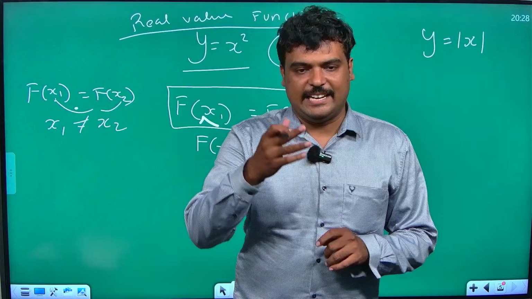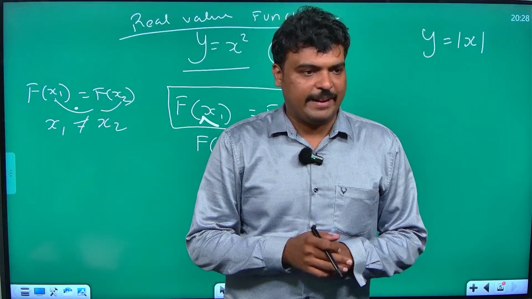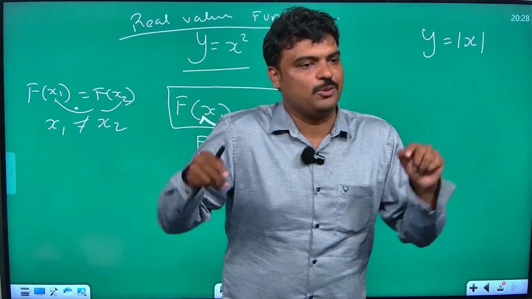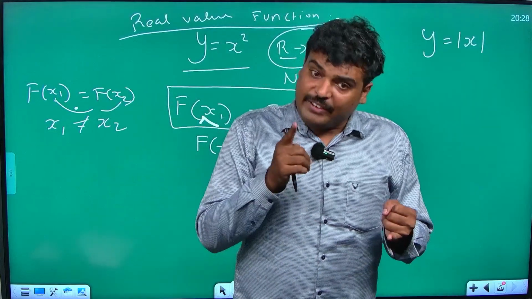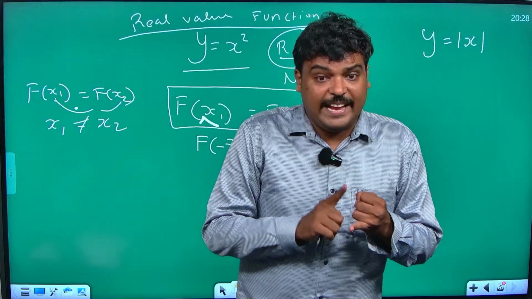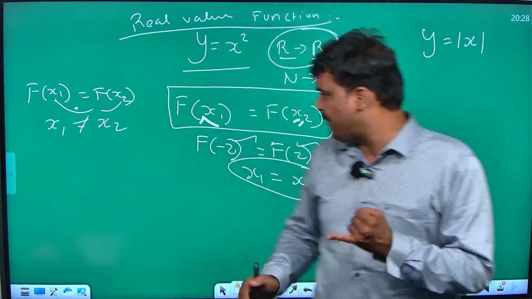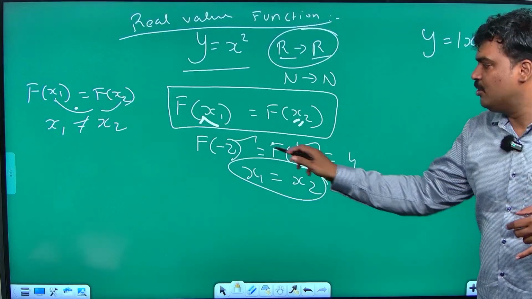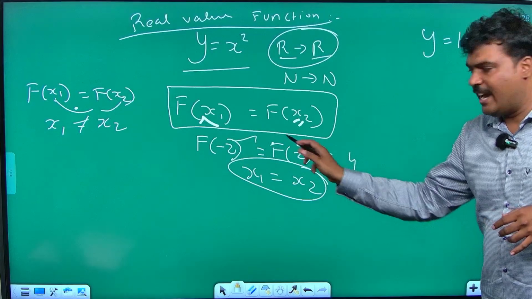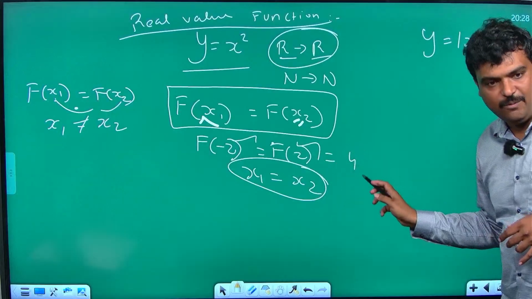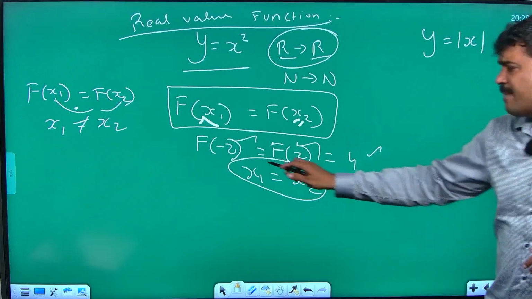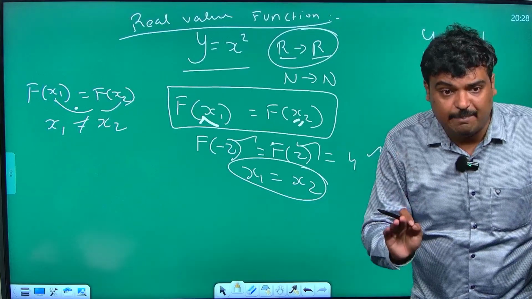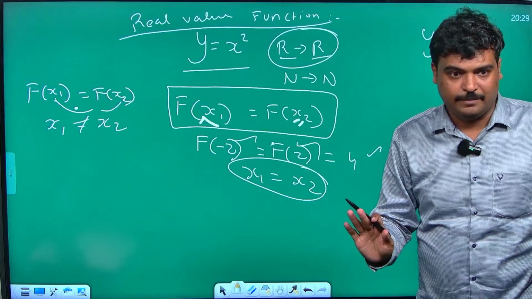Many of you asked me, sir, when I'm writing an equivalence relation, why can't you write the numbers 1,1, 2,2? We can write when the case fails. Here the case failed. It is not one-to-one. So I just put minus 2 and 2. I know minus 2 square and 2 square result in 4. So I show an example. Sir, can I show minus 3? It's your wish. I can show an example when a case fails.